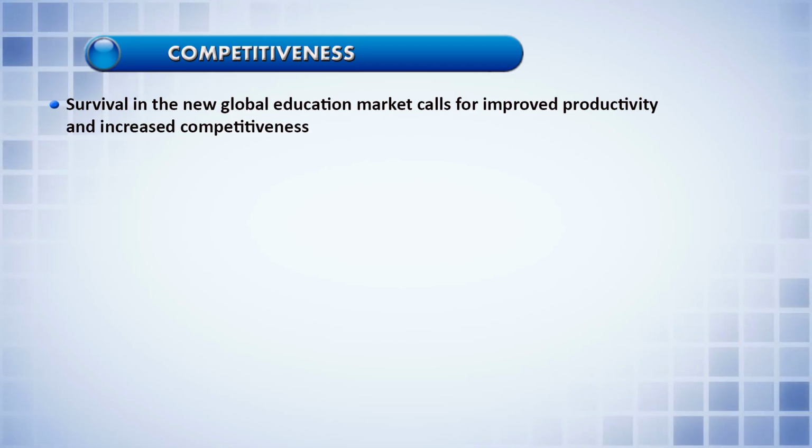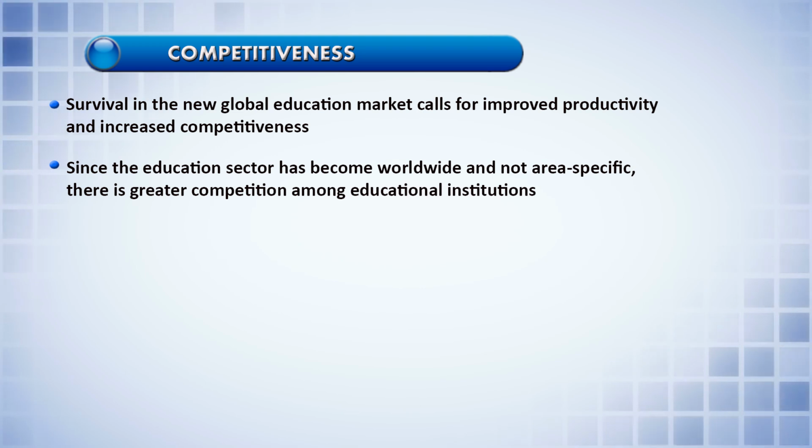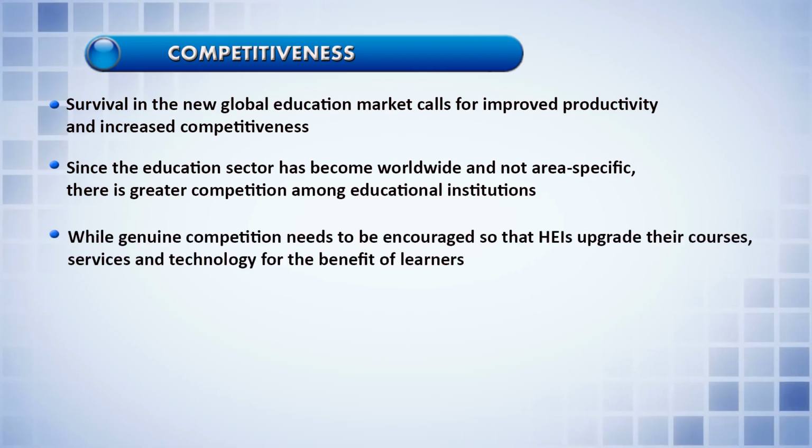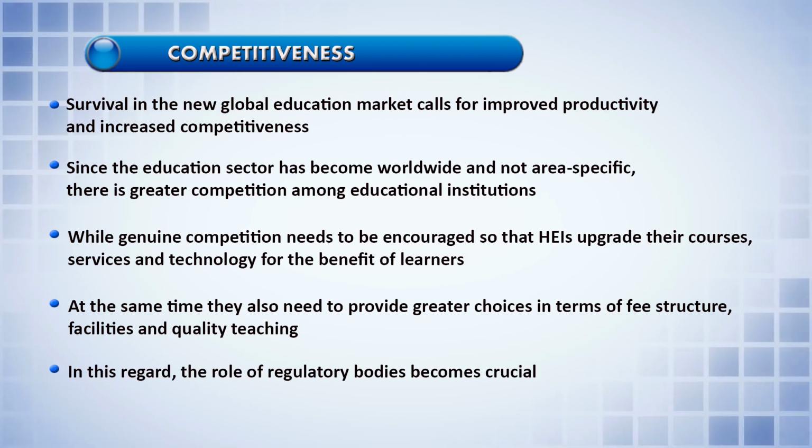Now, survival in the new global education market calls for improved productivity and increased competitiveness. Since the education sector has become worldwide and not area specific, there is greater competition among educational institutions. While genuine competition needs to be encouraged so that higher education institutions upgrade their courses, services and technology for the benefit of learners, at the same time, they also need to provide greater choices in terms of fee structure, facilities and quality teaching. In this regard, again, the role of regulatory bodies becomes very crucial.